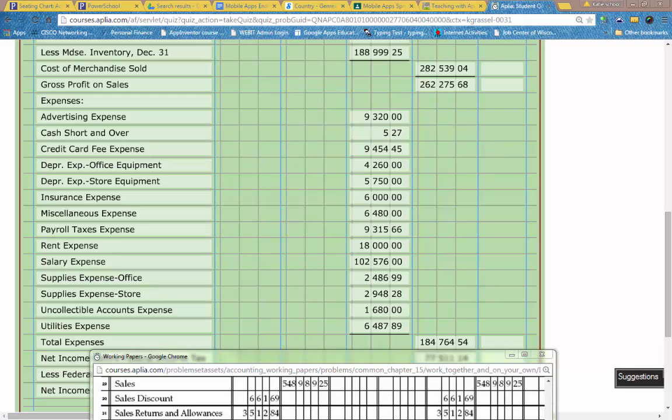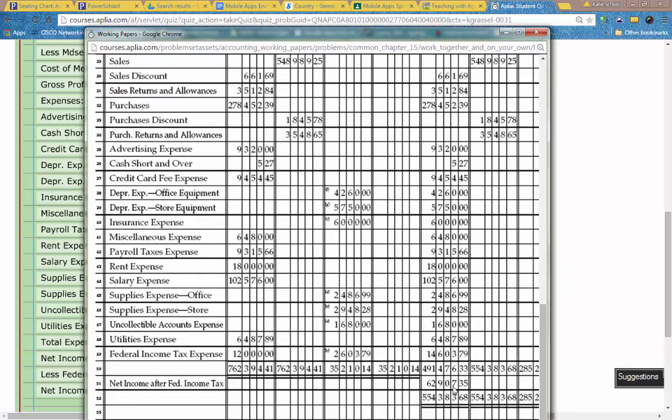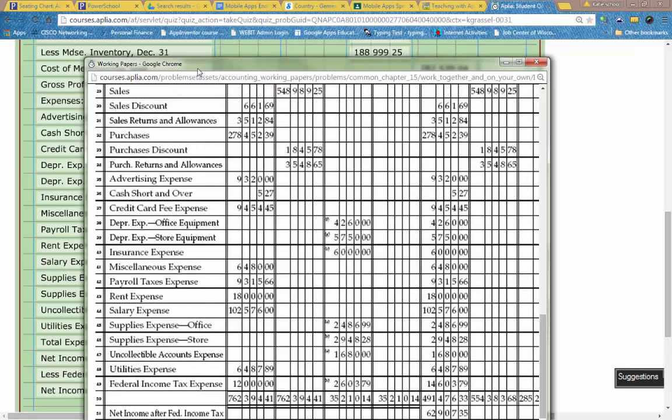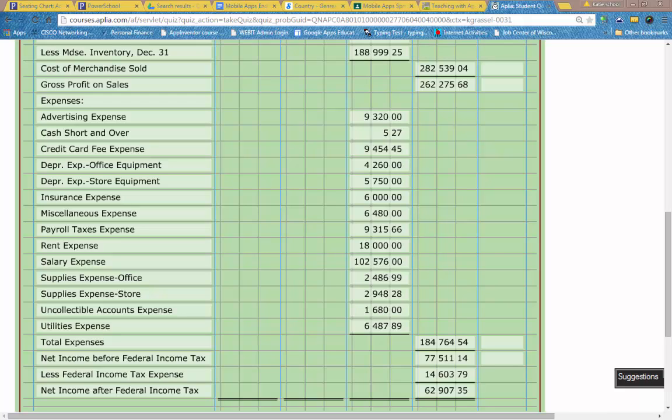So you have your net income before federal income tax, which should be $77,511.14. You subtract your federal income tax expense, which they gave you in the worksheet of $14,603.79. It should give you a net income after federal income tax of $62,907.35. You always know if it comes out because you have your net income already calculated on your worksheet. If you can't get that to come out, that's where you have to figure out where your math mistake came in. So this bottom number here is not a mystery. It's on your worksheet. You already know what the answer is. You just have to get your numbers to work out to it.